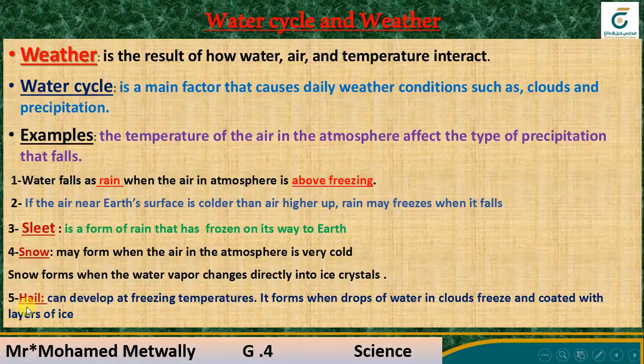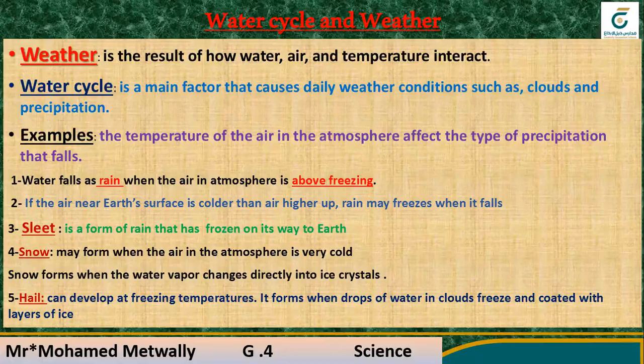The last point here: how is hail formed? Hail can develop at freezing temperatures. It forms when drops of water in clouds freeze and are coated with a layer of ice. So when precipitation is in the form of hail, hail is developed as a result of drops of water in the clouds freezing and being coated with a layer of ice, depending upon the temperature of the air.